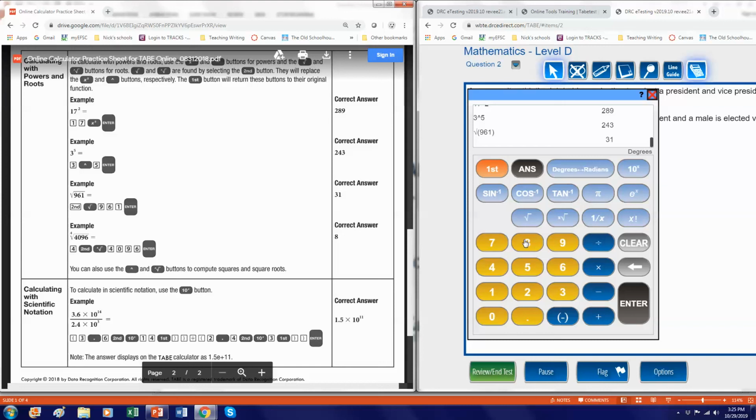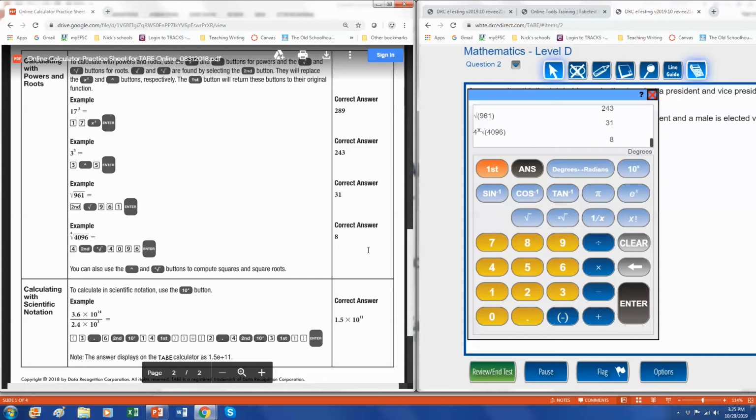All right, and then we have indexes higher than 2, which is the square root. So for that, just like we had the square and then the caret, we have the root with an index higher than 2. For that, we're going to put our index first and then our radicand, which is 4096. There we go. And we get 8, which is the correct answer again. So that's how we do powers and roots.